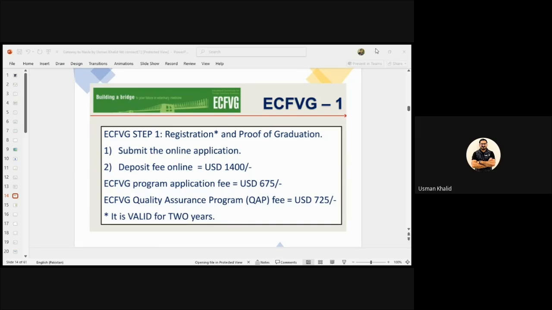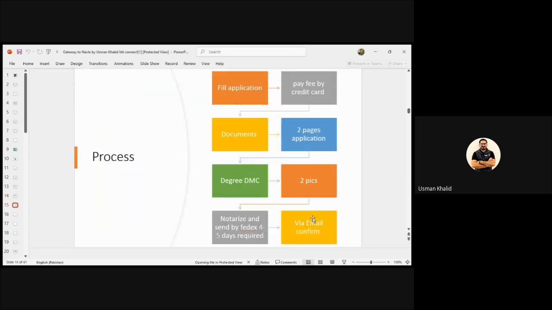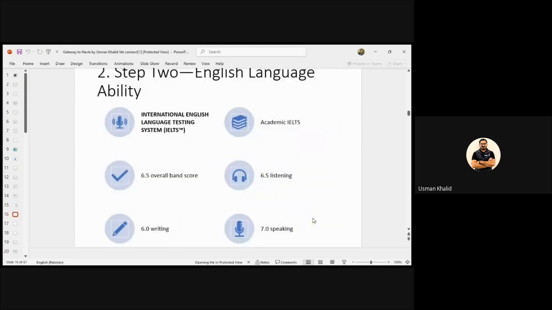Next is the English language ability. You can choose either IELTS or TOEFL; it's your choice. For IELTS you need to take the academic IELTS, and there is a scoring criteria. You need 6.5 overall, listening 6.5, writing 6, and speaking 7. It's a good thing to learn English before you get into NAVLE, because NAVLE language is really different from our daily language. They use a lot of different things that are not really in our belt.